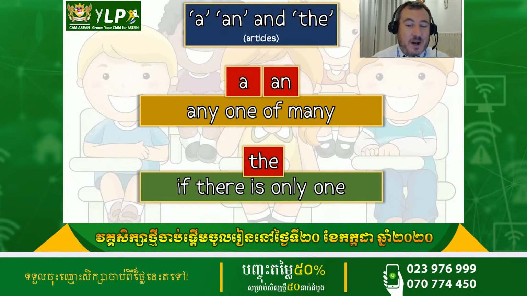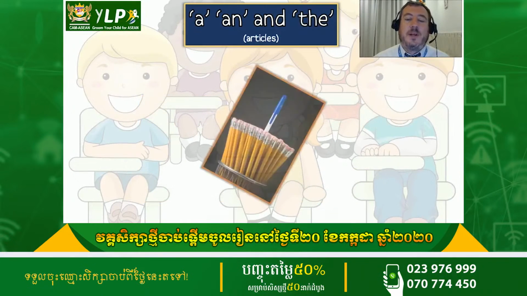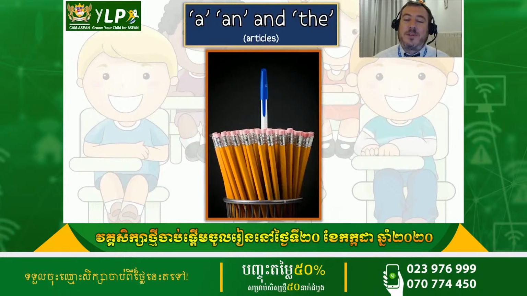okay, so this is another way that we use the word the. We would always use the word the if there is only one of something. Okay, so a or an means any one of many. But if there is only one of something, then we would always use the. For example, what do we have here? We have a pot of many pencils, but there is only one pen.